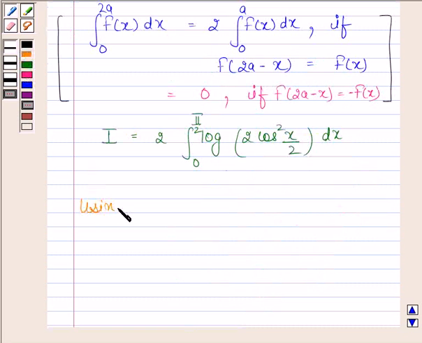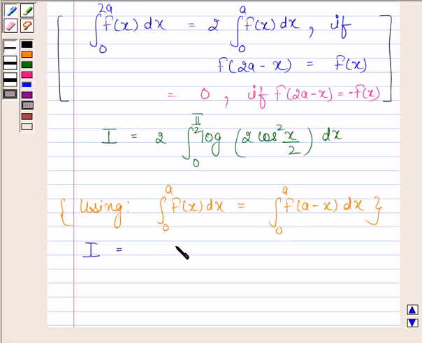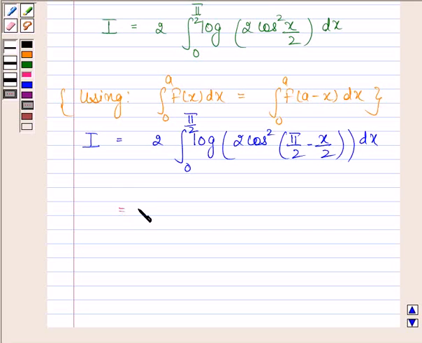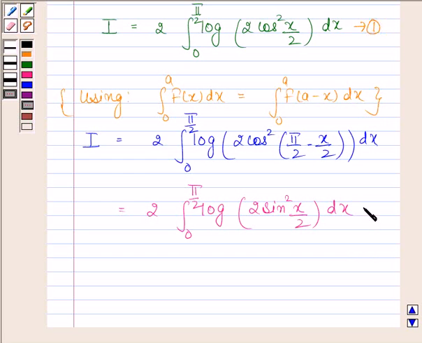Now by using the property of definite integrals, which says integral of f(x) from 0 to a is equal to integral of f(a minus x) from 0 to a, we get I as integral of log 2 cos squared (pi by 2 minus x) by 2 from 0 to pi by 2 into 2. This is equal to 2 into integral of log 2 sine square x by 2 from 0 to pi by 2. Let's name this equation as equation number 1 and this as 2.